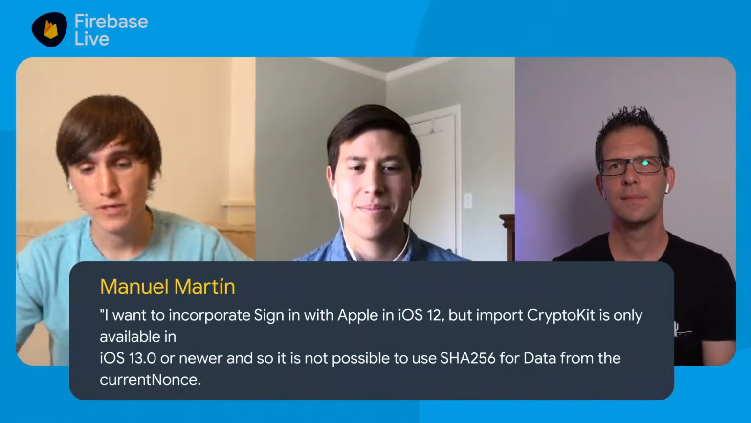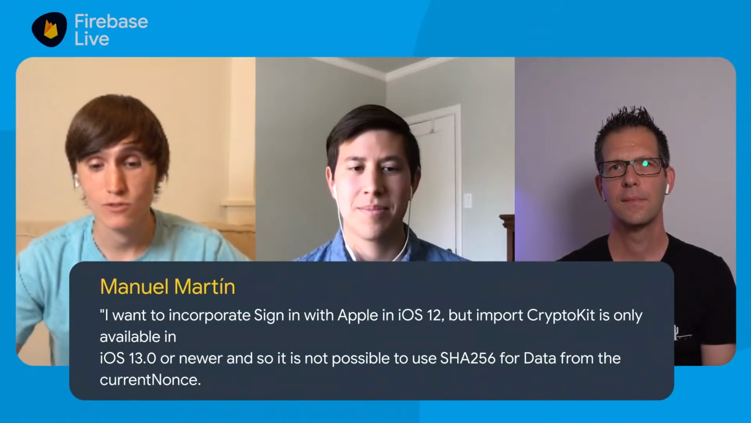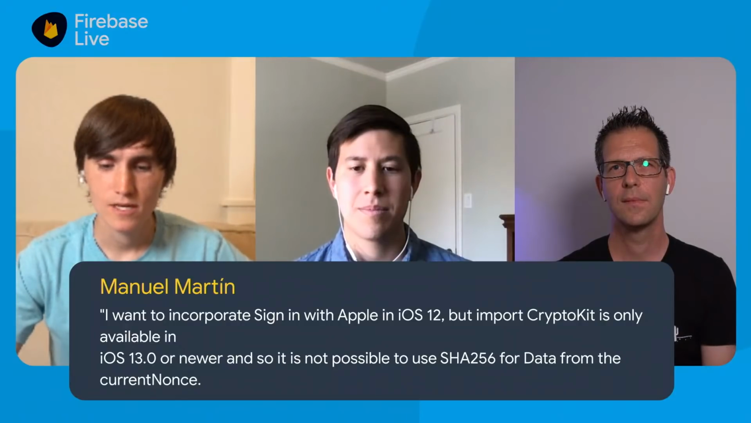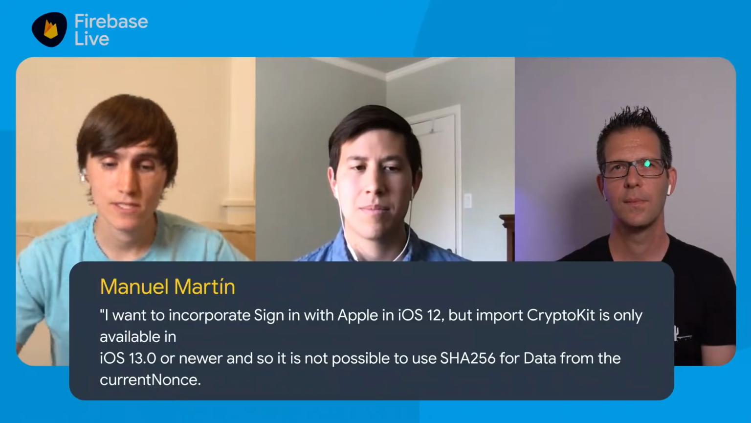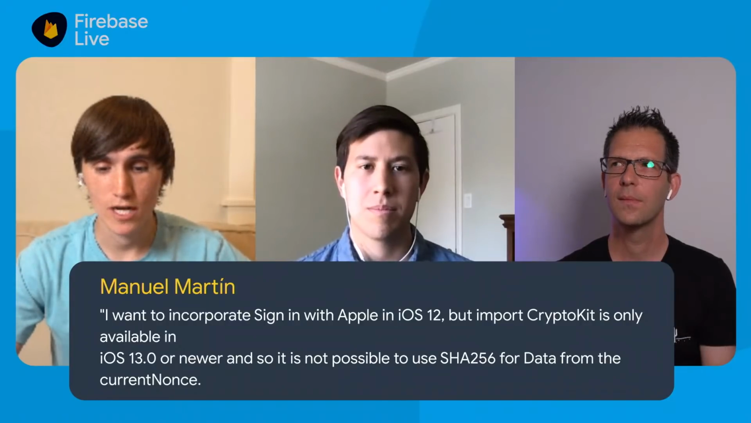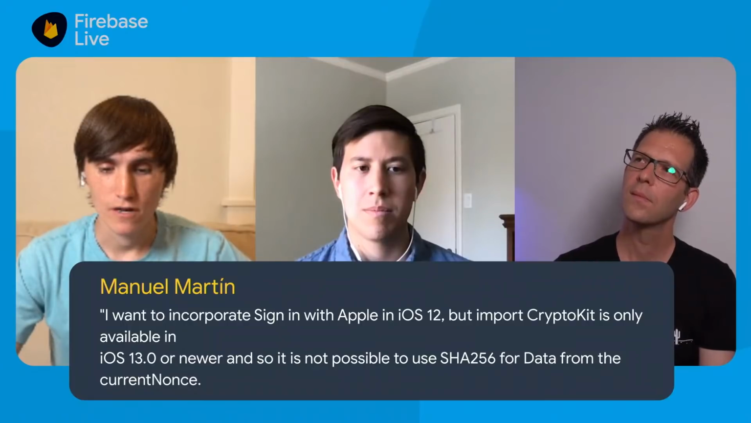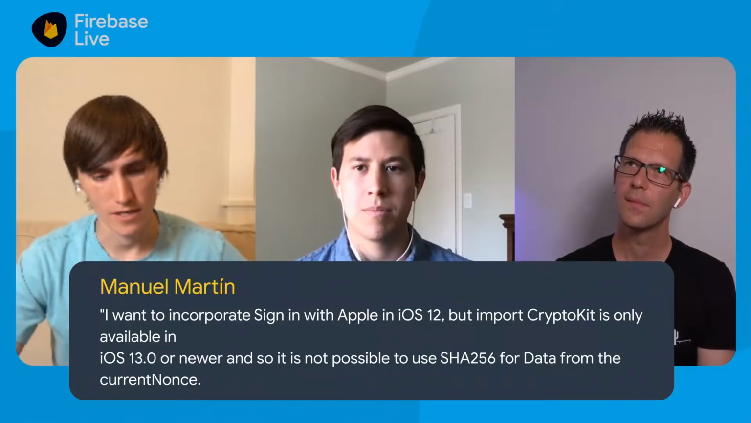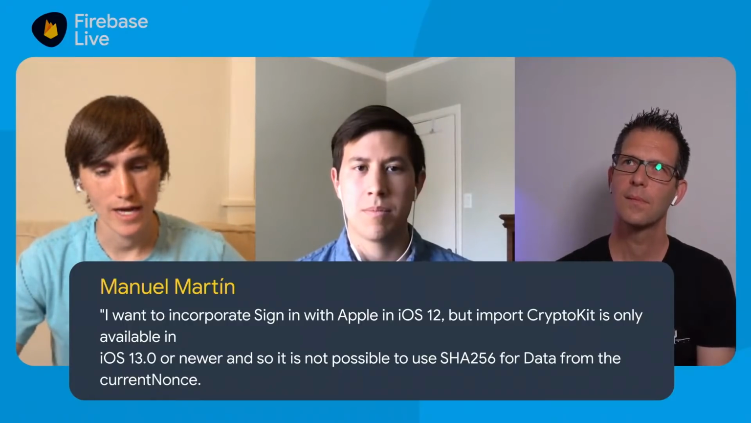So we have another question. Of course, it's the question show. And this one is from Manuel. Manuel asks, I want to incorporate sign-in with Apple and iOS 12, but import CryptoKit is only available in iOS 13 or newer. And so it is not possible to use SHA-256 for data from the current nonce. How should I manage it?